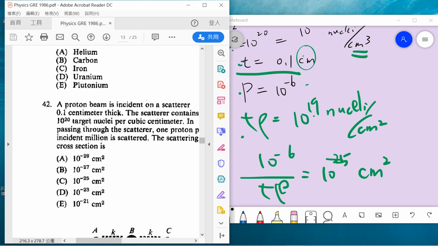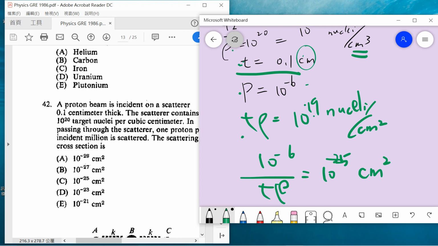So the ordinary unit analysis or dimensional analysis is also important.